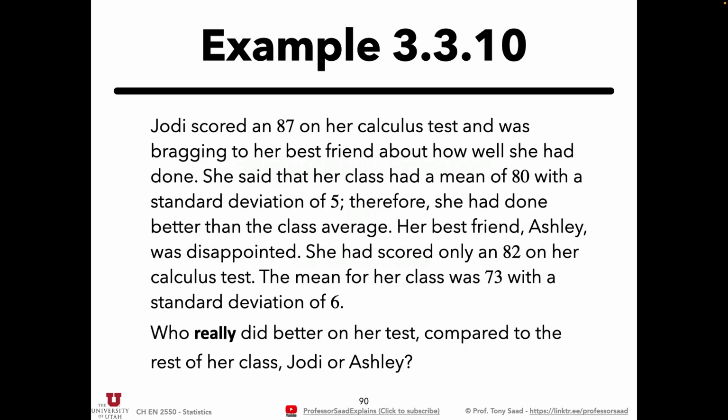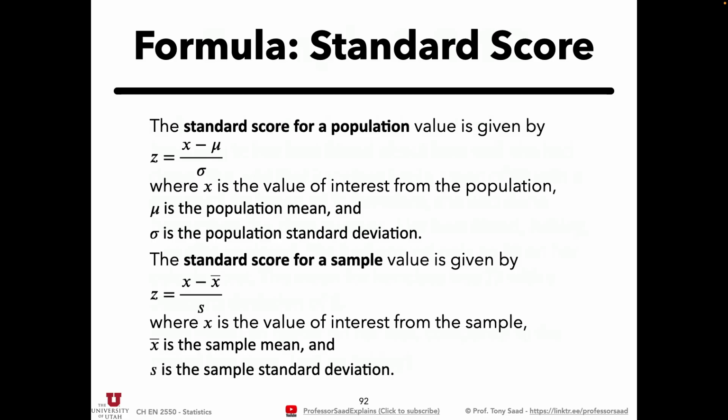Her best friend Ashley was disappointed. She had scored only an 82 on her calculus test, and the mean for Ashley's class was 73 with a standard deviation of 6. Which one of them did better? We can compare the variability between both distributions by dividing the standard deviation by the mean, but that doesn't tell us if Jody did better than Ashley or vice versa. What you need to measure is called the z-value, or the standard score.